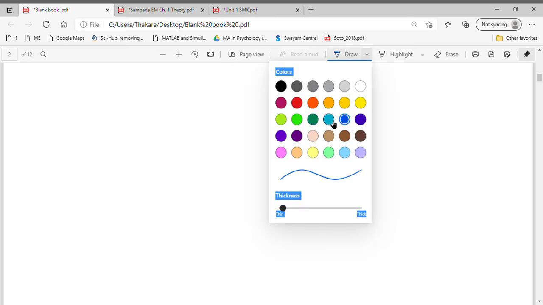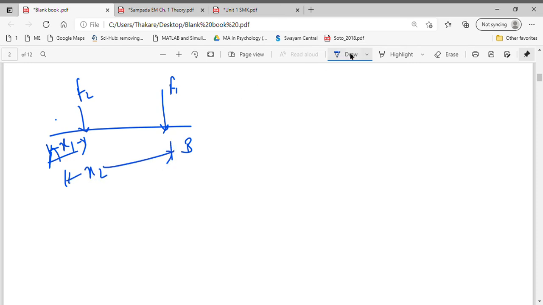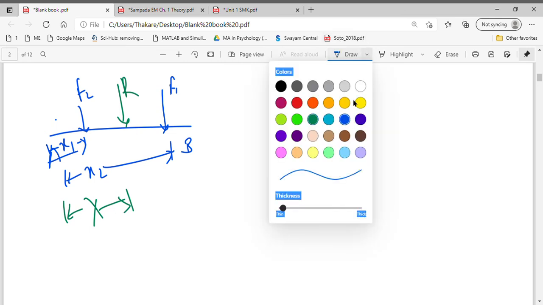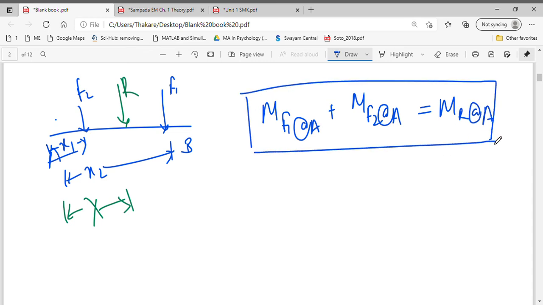Now let us consider an example here. If there is a certain beam AB and there are two forces F1 and F2 acting at two points at a distance of x1 from point A and x2 from point A, and their resultant R is acting at a distance of capital X from point A, then according to Varignon's theorem, moment of F1 about A plus moment of F2 about A will be the same as the moment of the resultant about A. This is your Varignon's theorem.